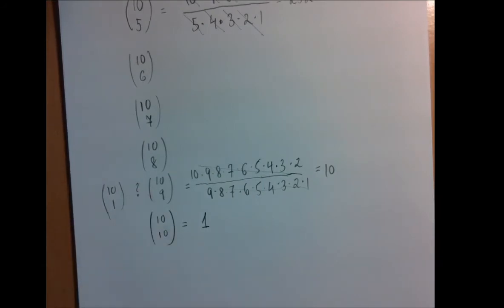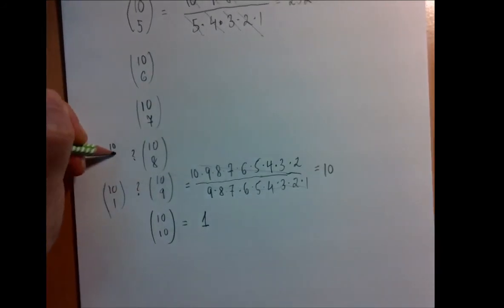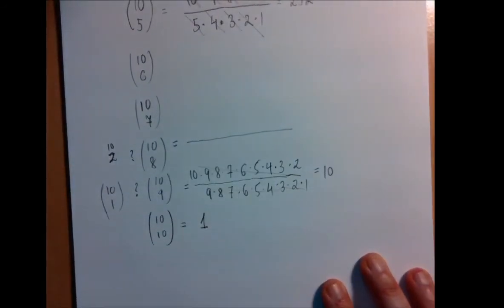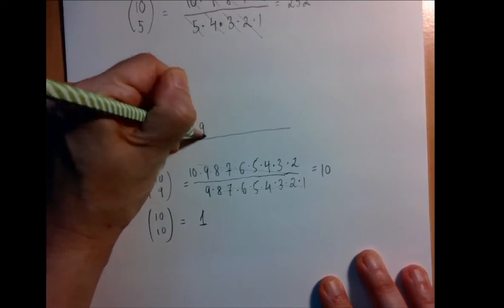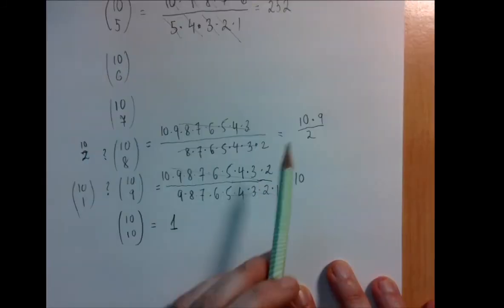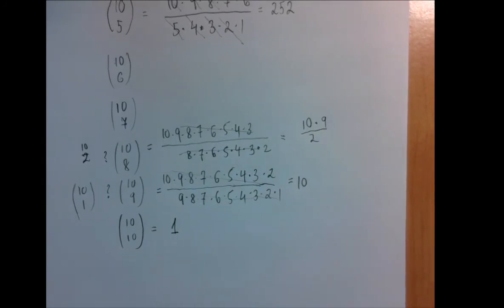Now 10 choose 8. Our suspicion is that it's the same as 10 choose 2. Well, let's see. So we're going to have a product of 8 factors upstairs, 8 downstairs. Now, if we cancel out what we can, what we're left is 10 times 9 over 2, which is how we compute 10 choose 2.